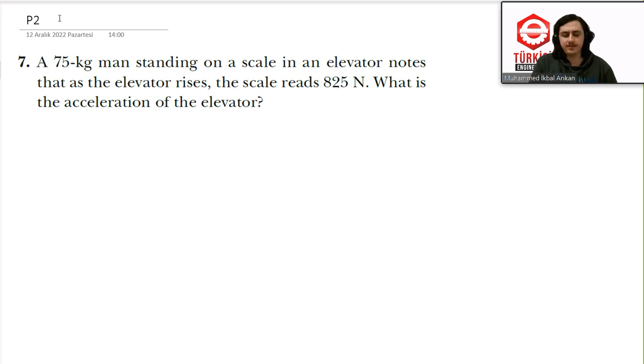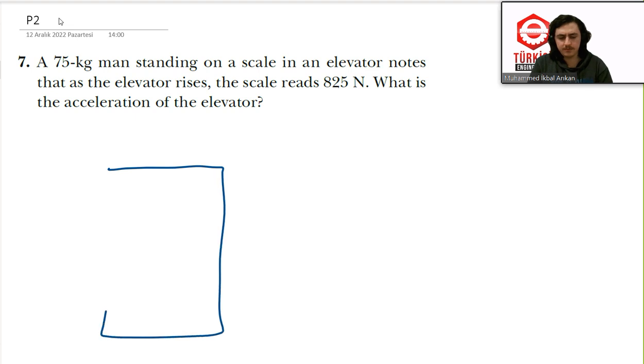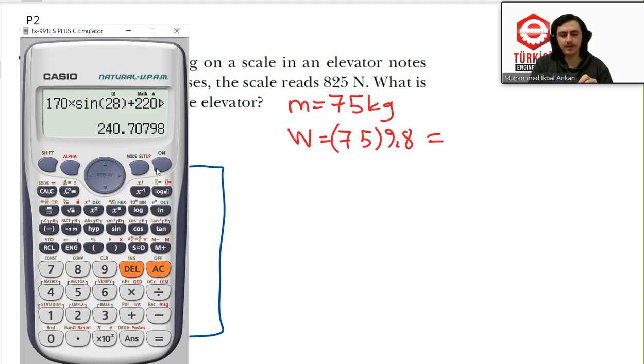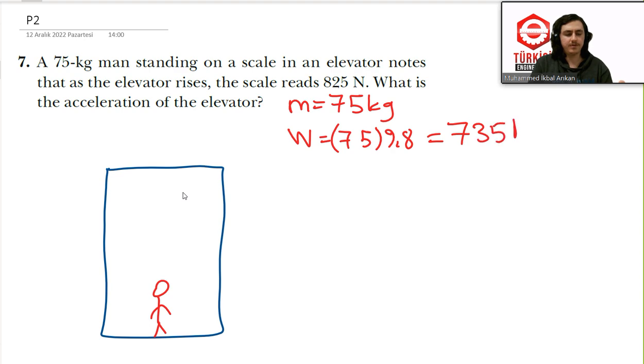So we have an elevator, and we have a guy here. This man's mass is just 75 kilograms. So the weight will be equal to 75 multiplied by 9.8. So I will get the weight force. It's just 735 newtons. What is the acceleration?